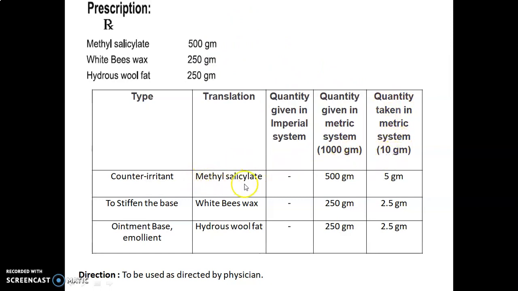First of all we have methyl salicylate, which is used as a counter irritant. Quantity given is 500 gram and the taken quantity should be 5 gram, which is calculated with the help of the factor. Second, white beeswax, which is used to stiffen the base. Quantity given is 250 gram and taken quantity is 2.5 gram. Hydrous wool fat is used as an ointment base and emollient. Quantity given is 250 gram and taken quantity should be 2.5 gram. Direction: to be used as directed by physician.